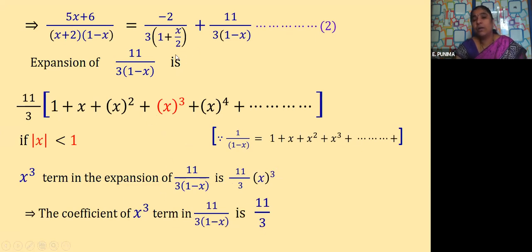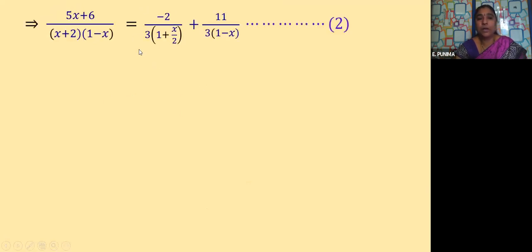Now we got the coefficient of x cube in the first partial fraction and in the second partial fraction. But our question is to find the coefficient of the x cube term for the whole thing, for the given sum. So what should you do? The two coefficients should be added together. This is our equation number 2.